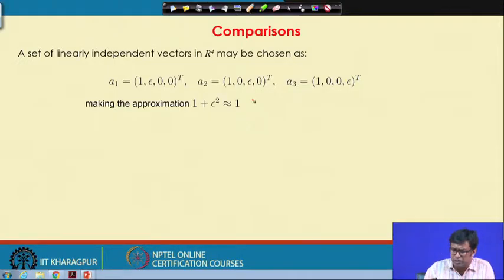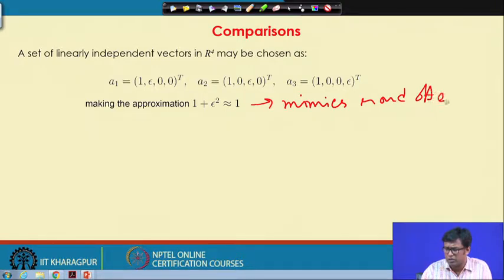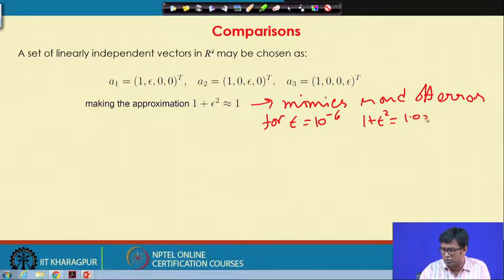This approximation actually mimics round off error, because for epsilon equal to, say, 10 to the power minus 6, 1 plus epsilon square is 1.000000000001. This we are treating as a round off error, and we are considering this to be 1.